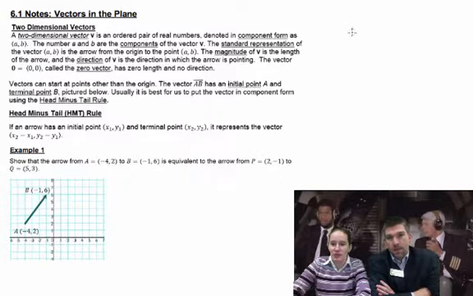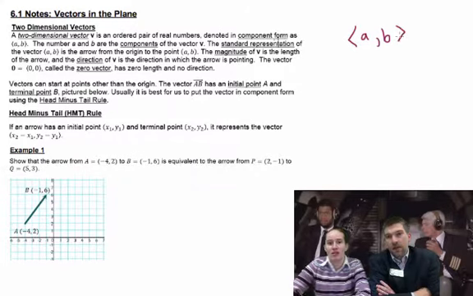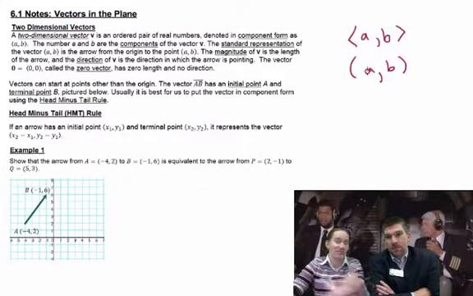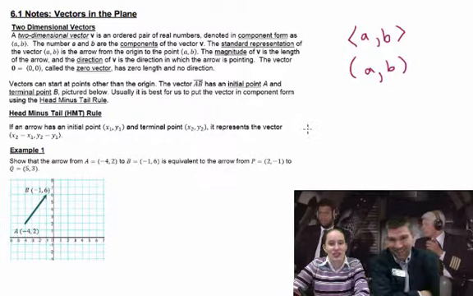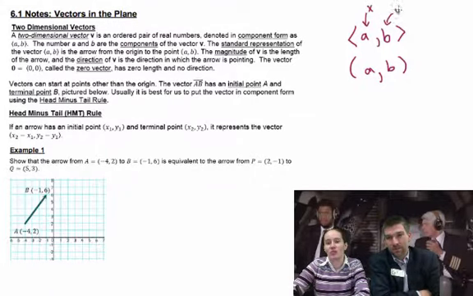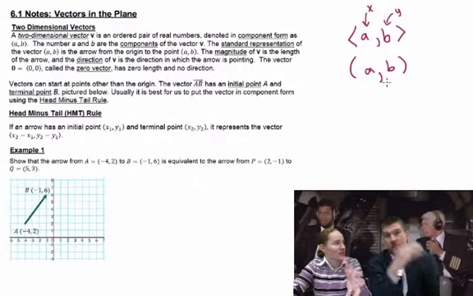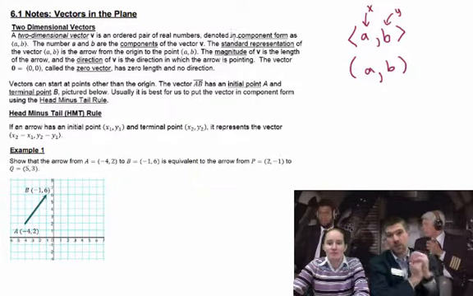Whenever we have a vector, we denote it in component form as A comma B. Notice we've got these pointy arrow brackets, and on anything you turn in, if it's a vector, it needs to be pointy, no parentheses. A vector has magnitude and direction. The numbers A and B are the components of the vector: the first is the x component, and the second is the y component. Even though it's not a point, it guides where the vector goes.